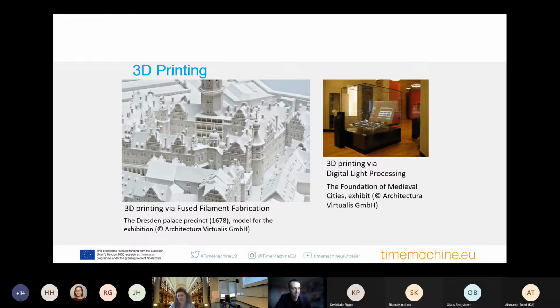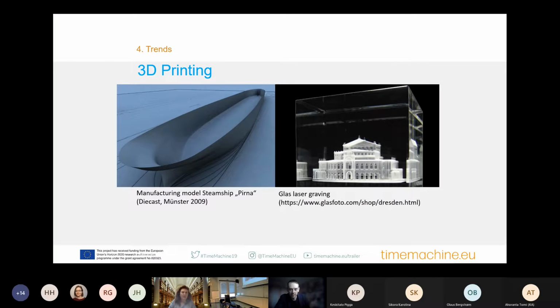3D printing in different versions has also become a major point here for how to visualize, how to make 3D content, 3D models perceptible. And of course, there are many different approaches to realizing this, besides printing or rapid prototyping approaches. Of course, there are several milling or also laser engraving opportunities to realize that.